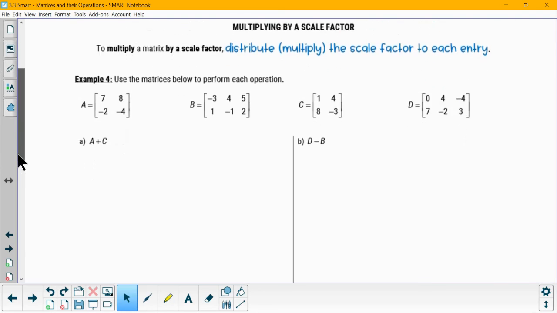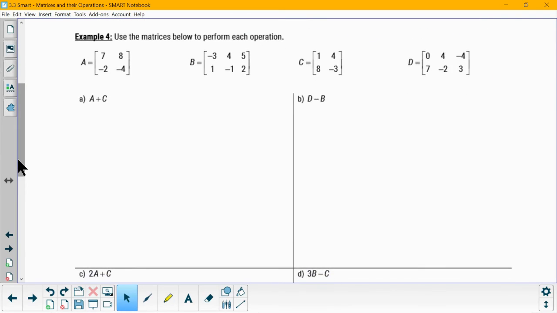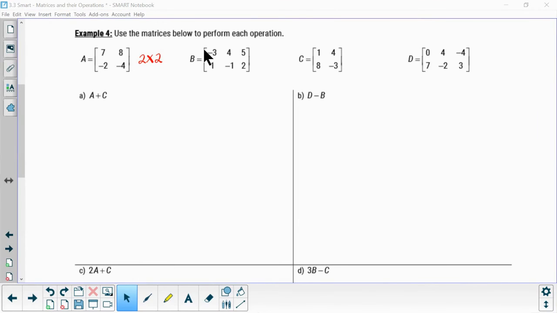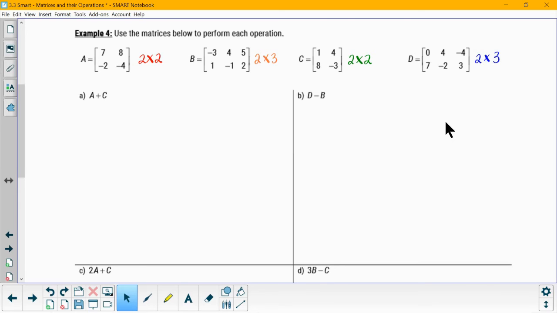So let's go ahead and look at example 4. Example 4 says to use the matrices below to perform each operation. Let's go ahead and identify the dimensions first so that we're working smarter, not harder. So I have 2 rows, 2 columns. So this is a 2 by 2. For matrix B, I have 2 rows, 3 columns. So this is a 2 by 3. For matrix C, I have 2 rows, 2 columns, 2 by 2. And for matrix D, I have 2 rows, 3 columns, a 2 by 3.